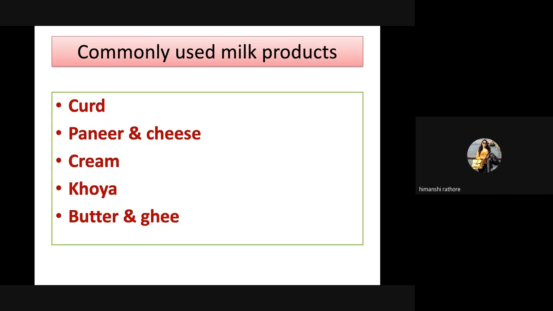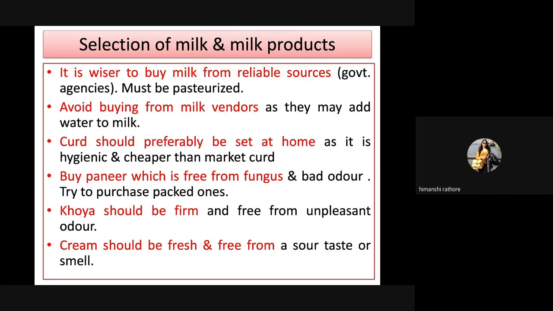Then there are various products which you can prepare out of milk like curd, paneer, cream, khoa, and butter and ghee. Paneer is nothing but cottage cheese in your language. So these are the 3-4 products which you can prepare out of milk.